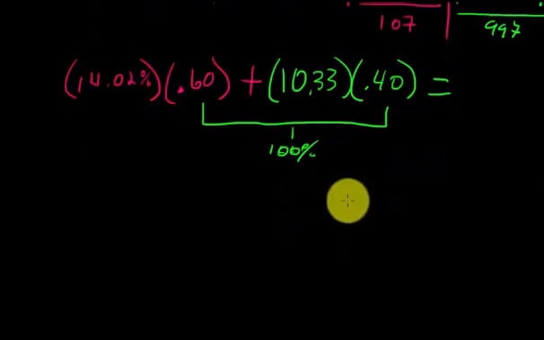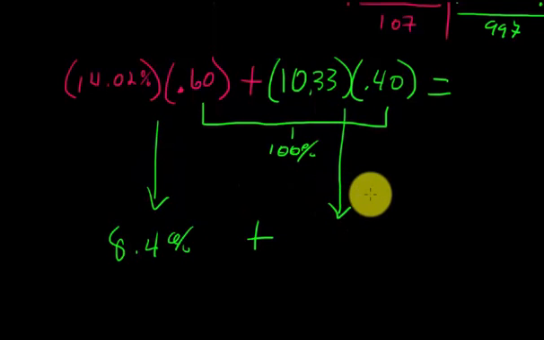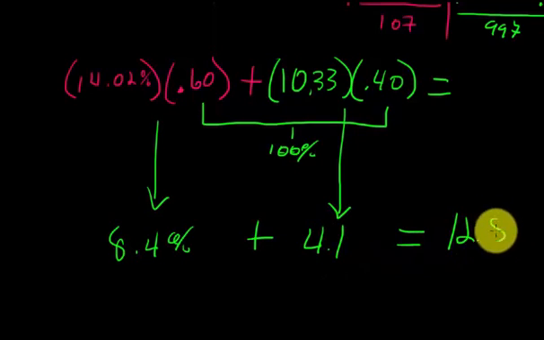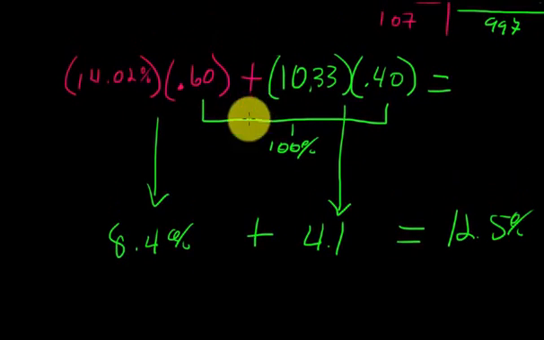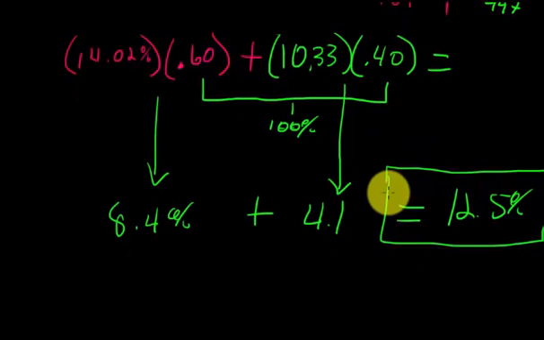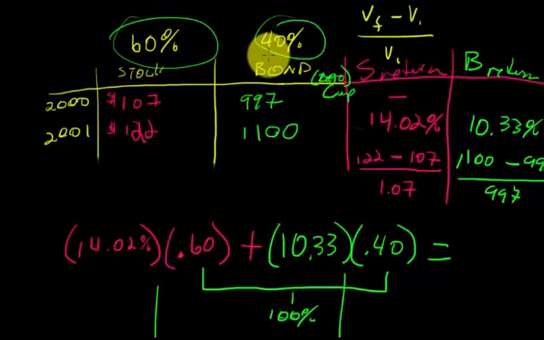All right, so what does this turn into? 14.02 times 0.6 equals 8.4%, plus, and this one turns into 10.33 times 0.4, 4.1%. If I add those up, that turns into 12.5%, which makes sense. 12.5 is somewhere between 10.3 and 14.0, and this is the return for the entire portfolio, which has 60% of my value in stocks and 40% of my value in bonds.